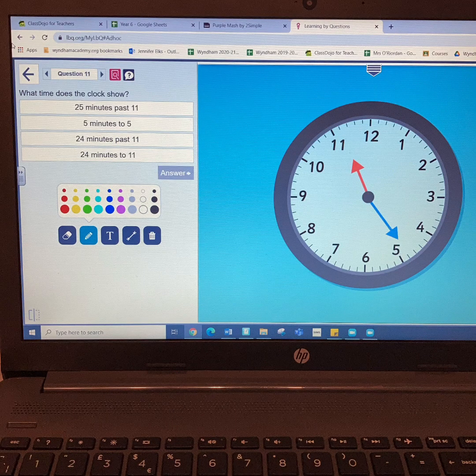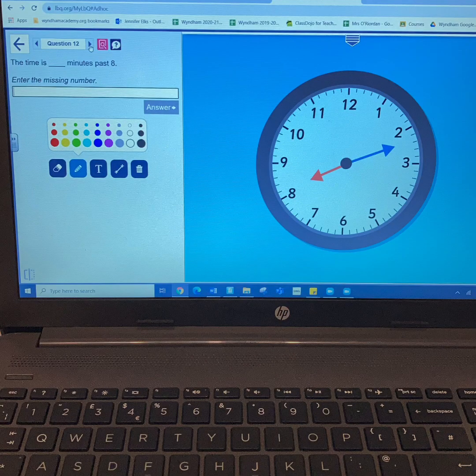Okay, I've skipped forward a few so we can practice telling the time to the nearest minute. So what time does this clock show? Well, it shows 24 minutes past 11. The time is something minutes past 8. How many minutes? Well, if it's pointing at the 2, that would be 2 lots of 5, which would be 10 minutes, and it's 2 more past that, so it's 12 past 8.